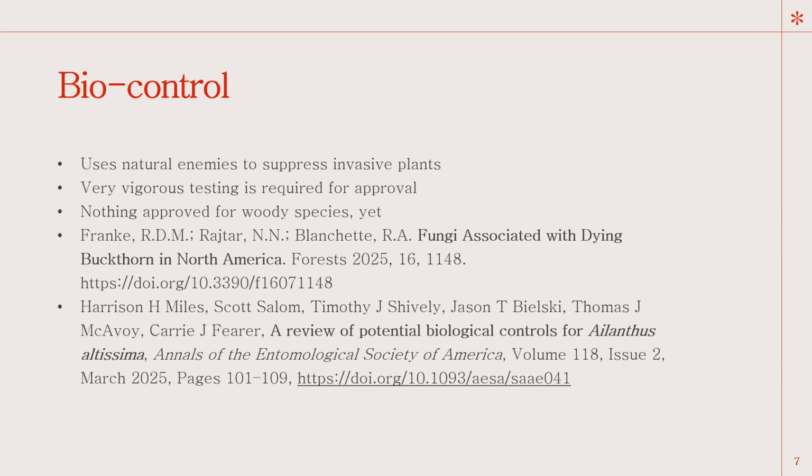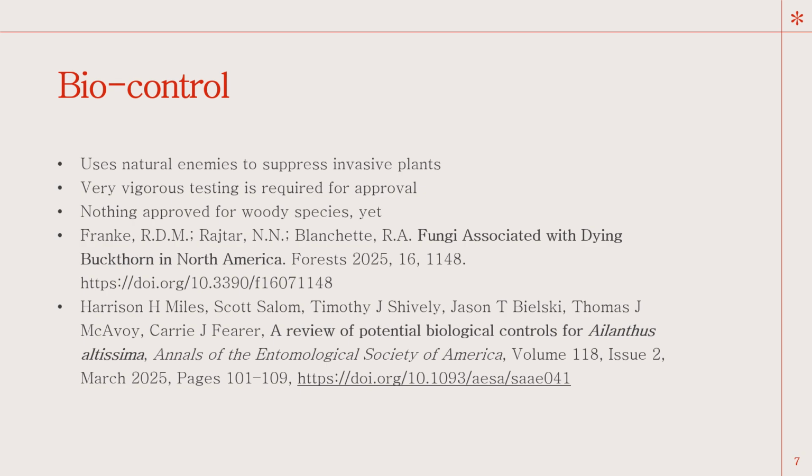So we're going to talk about some biocontrol. Biocontrol uses natural enemies such as insects, pathogens, diseases to suppress invasive plants. Before biocontrol can be approved for release and used to control invasives, it has to go under rigorous testing. For woody species, there has not been a biocontrol approved yet, but there is ongoing research.